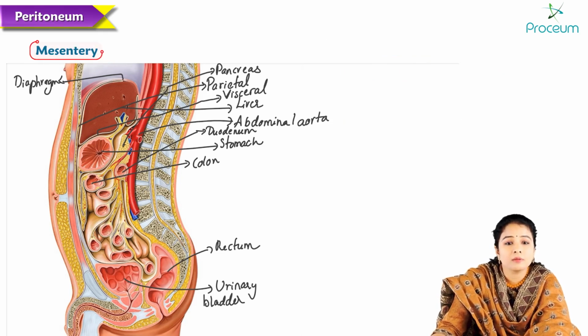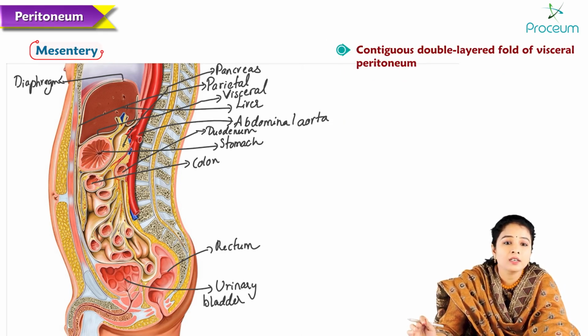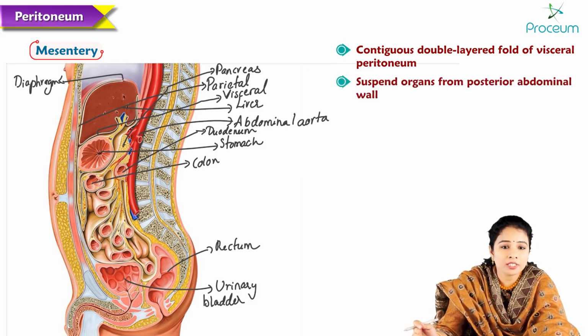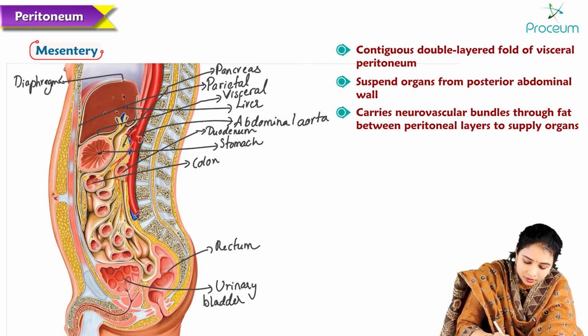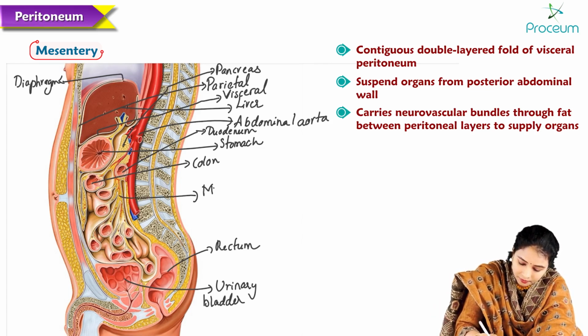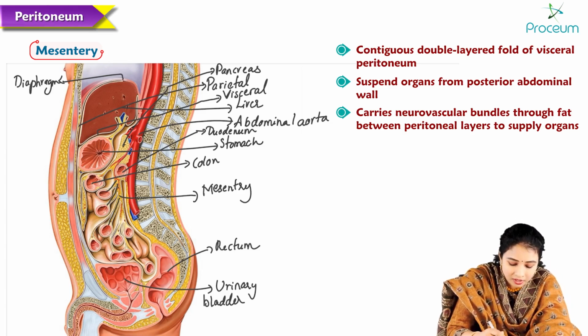So mesentery. Mesentery is a contiguous double layered fold of visceral peritoneum which suspends organs from the posterior abdominal wall and carries neurovascular bundles through the fat between the peritoneal layers to supply organs. So here is the mesentery. So this is the root of mesentery where we can see it covers the coils of small intestine, and we can see the blood vessels traversing through the mesentery. Not only the blood vessels, even the nerves too, to supply these coils of intestine.